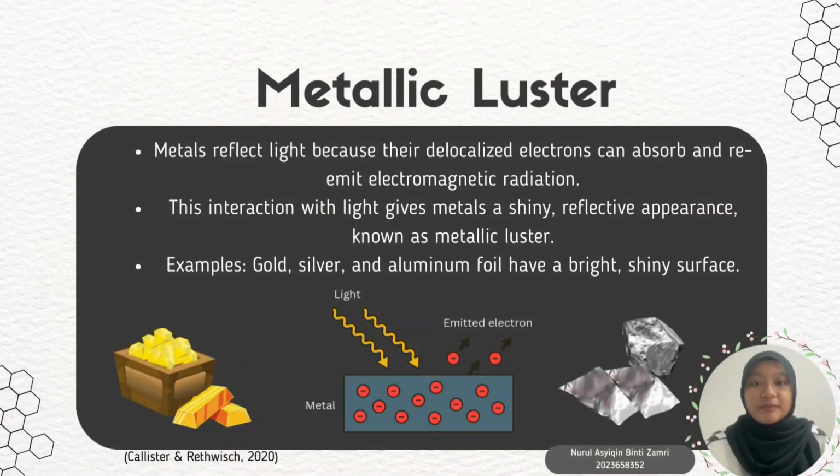Metals appear shiny because of the presence of delocalized electrons on their surface. These electrons are able to interact with incoming light by absorbing and then re-emitting electromagnetic radiation. This interaction causes most of the light to be reflected rather than absorbed, which gives metals their bright and shiny appearance. This characteristic shiny surface is known as metallic luster. Because of this property, metals such as gold, silver and aluminium foil have a reflective surface and are commonly used in jewelry, decoration and reflective materials.